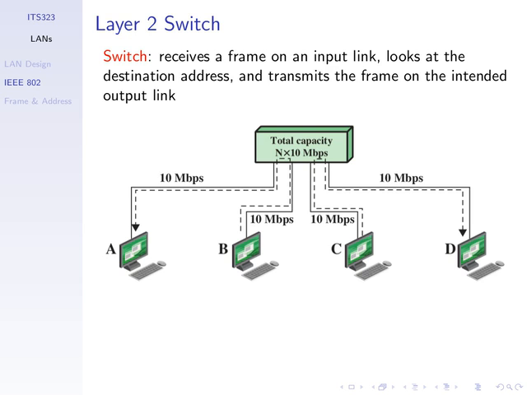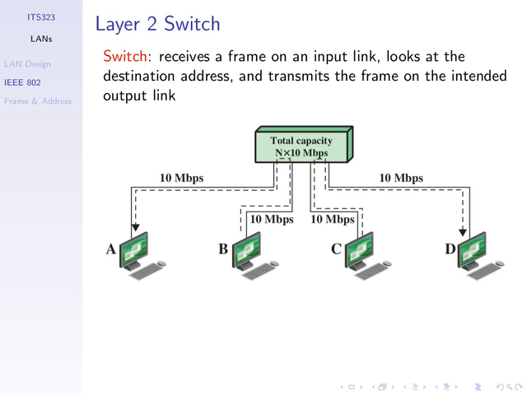What the hub did, the hub is very simple. It's a dumb device. It receives, sends to every other link. Doesn't care who the destination is. A switch is a little bit smarter. It looks at the header, notices, okay, this frame needs to go to C, transmit just on that output link. Transmit to C. So it transmits the frame to C in this direction.